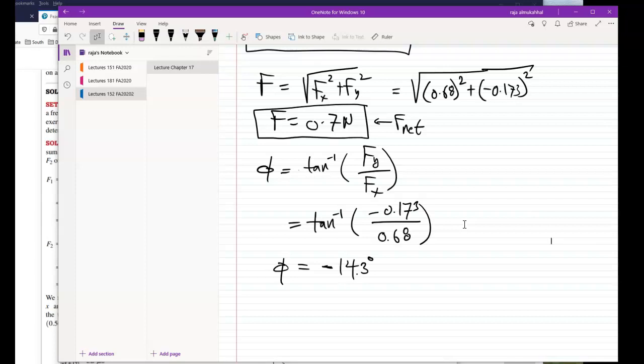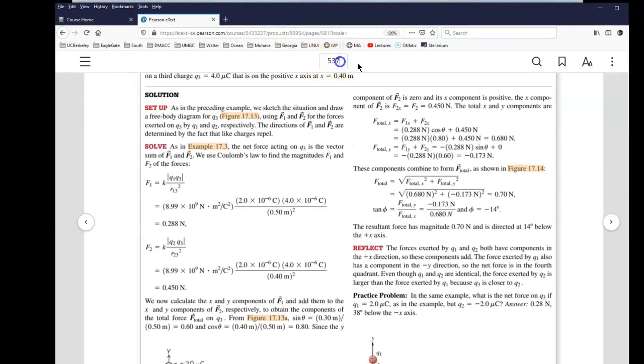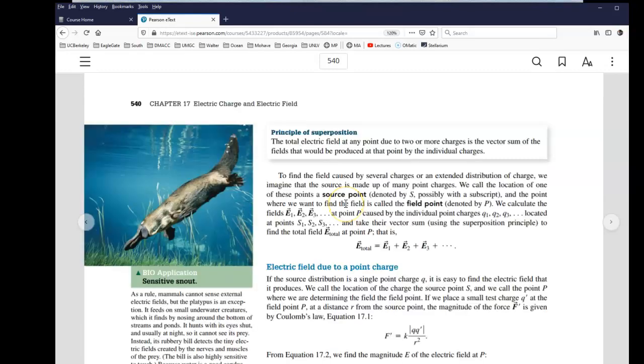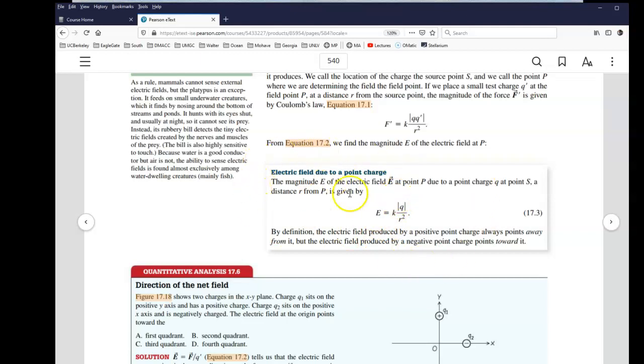Let me move on to the last topic of this chapter, and that is electric field. I'm looking at my hard copy of the book here, it's easier to flip pages. It's on page 540. That's where the electric field is. Right there, this one right here. So the electric field due to a point charge is equal to that. Okay, let me talk about it.